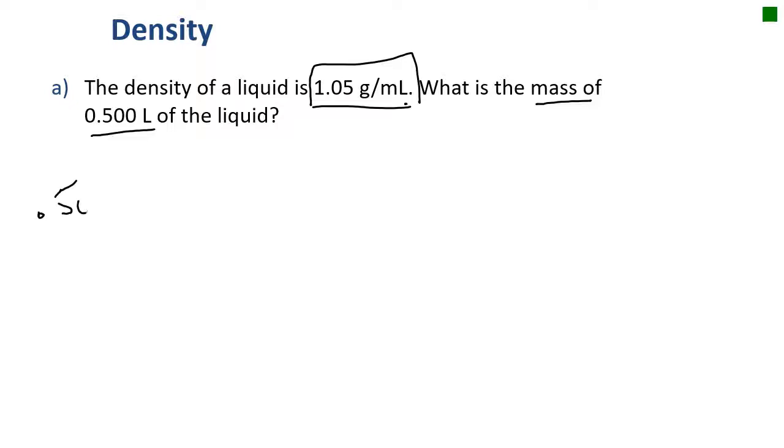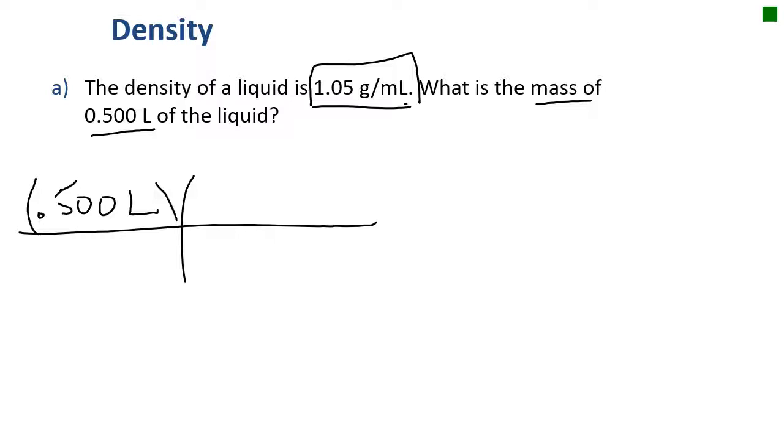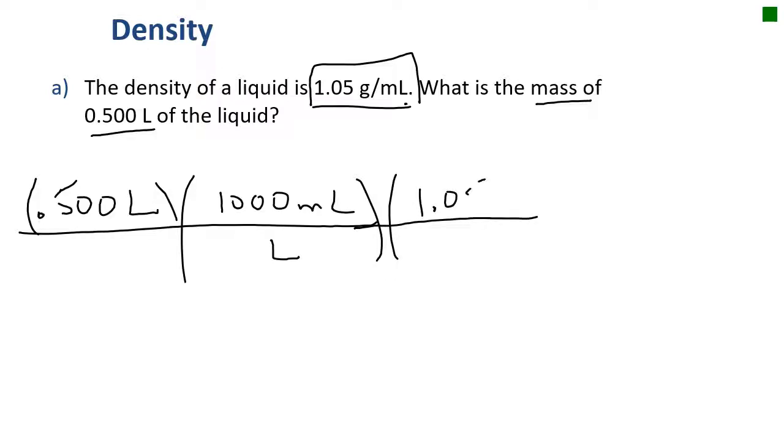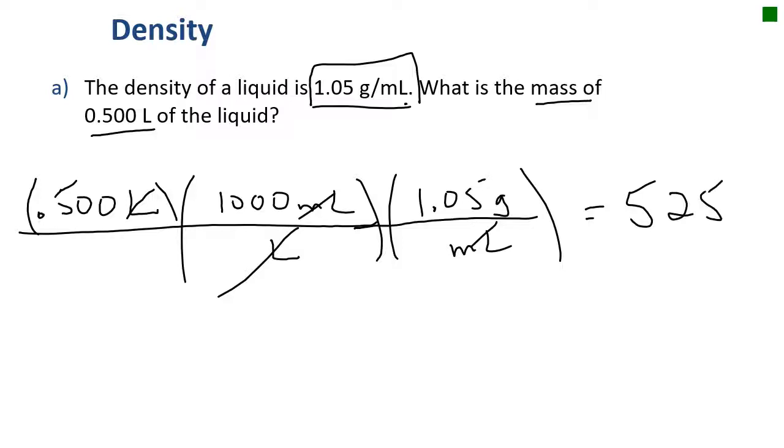So I'm going to start out with 0.500 liters. I know my conversion from mils to liters, and I know there's 1,000 milliliters per liter. And then I know that there are 1.05 grams per milliliter. My liters cross off, my mils cross off, and I'm going to get 525 grams. This is exact, and the other two have 3 sig figs.